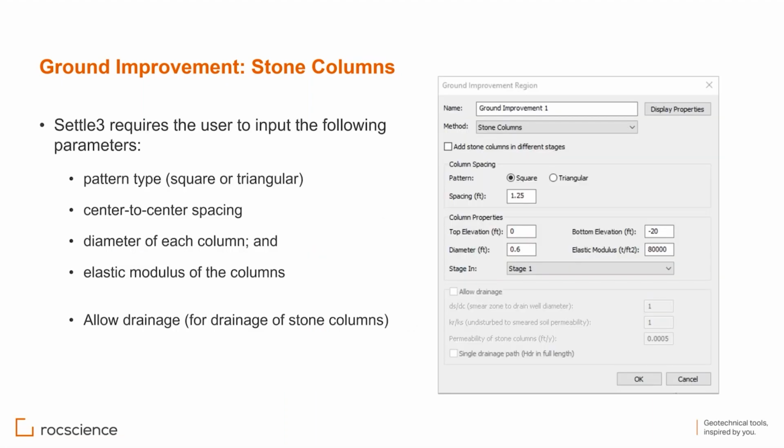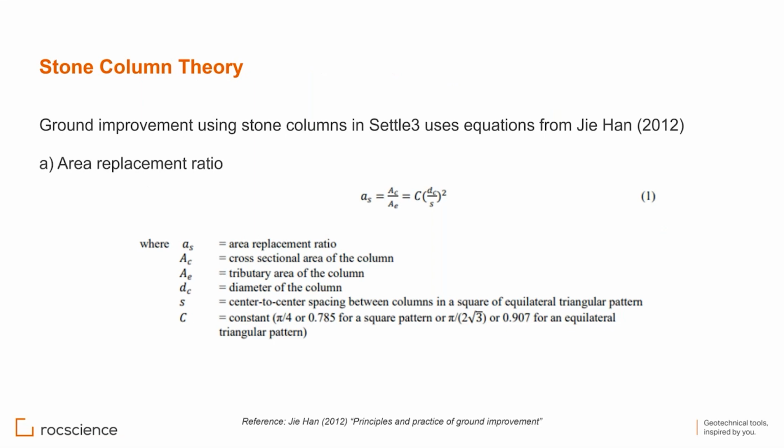So Settle3 requires the user to input the following parameters. There's a pattern type, which is square or triangular. There's center to center spacing. There's the diameter of each column, the elastic modulus of the columns, and the allow drainage option on the dialog, which we'll cover in more detail. But if you don't have this option on, then the four above parameters will be what you're using.